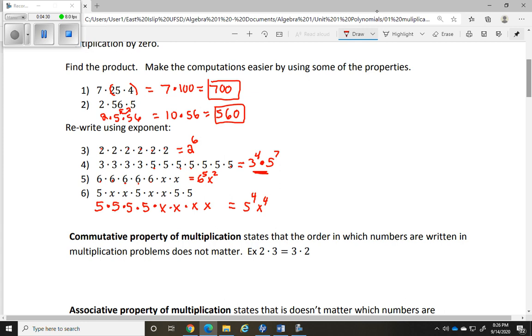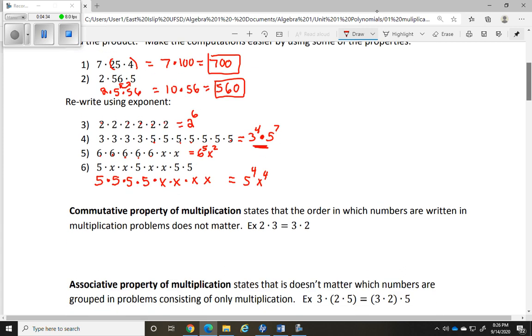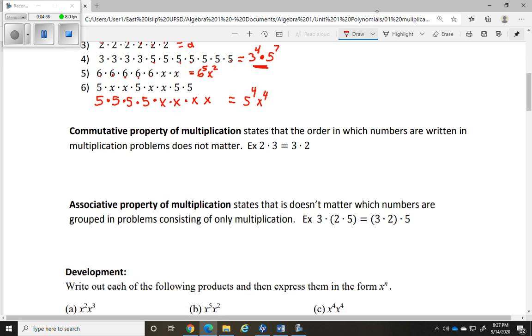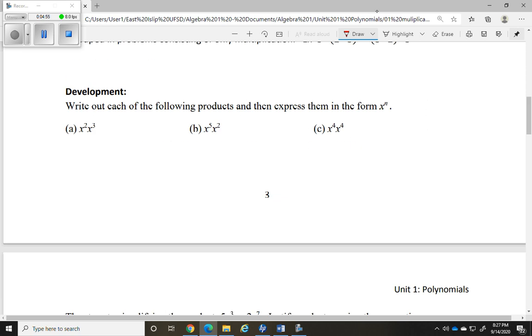And this, again, is a reminder about the commutative property, that order doesn't matter with multiplication or with addition. And with the associative property, you can group in different ways, both with multiplication and with addition. So we'll do the development together. It's so important for you to see that it says write out each of the following products.